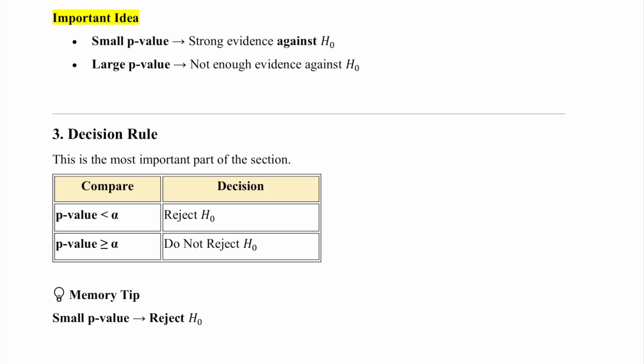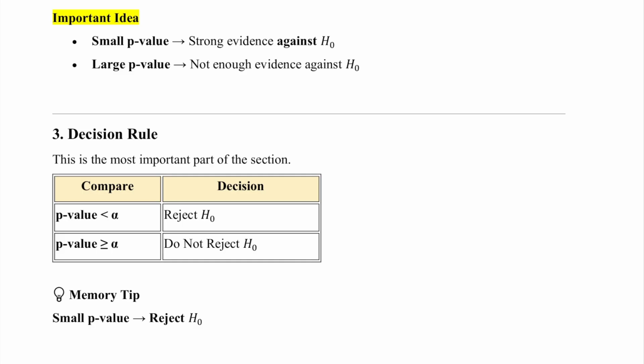Here's an easy way to remember it. Small p-value implies reject H0. Since a small p-value means the sample result is unusual, it provides stronger evidence against the null hypothesis.